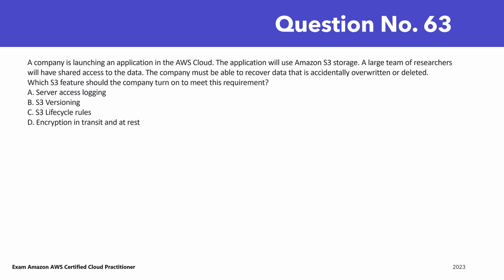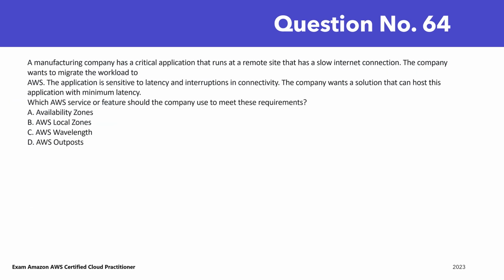A company is launching an application in the AWS Cloud. The application will use Amazon S3 storage. A large team of researchers will have shared access to the data. The company must be able to recover data that is accidentally overwritten or deleted. Which S3 feature should the company turn on to meet this requirement? A. Server access logging. B. S3 versioning. C. S3 lifecycle rules. D. Encryption in transit and at rest. Correct answer, B.